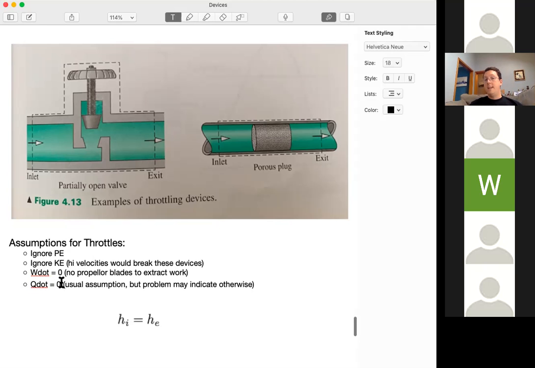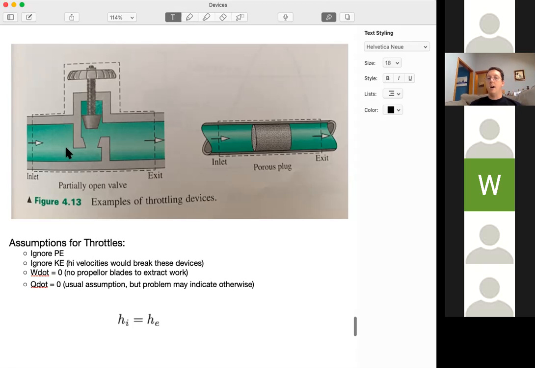Usually, you can assume that the heat loss is small because these are typically not large devices. You can imagine that you shrink wrap it and insulate it, so you usually ignore the heat. So if there's no heat, there's no power, there's no kinetic energy, there's no potential energy. The only thing left is enthalpy. And all I get is the enthalpy of the input is equal to the enthalpy of the output.